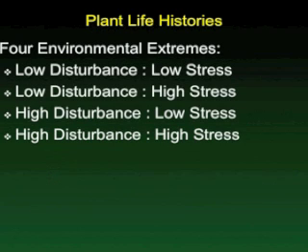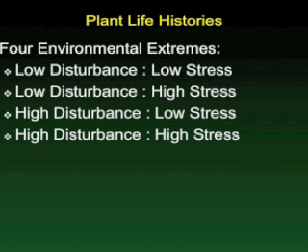From these two variables, Grime developed these four environmental extreme conditions. In the first one, you have low disturbance and low stress. This would be kind of like a forest environment where the area is very stable and there's plenty of light and it's not too hot and plenty of water. The low disturbance, high stress situation would be, say, a desert area where the plants aren't disturbed much, but they certainly have a difficult time getting water and they have to withstand a great amount of heat.